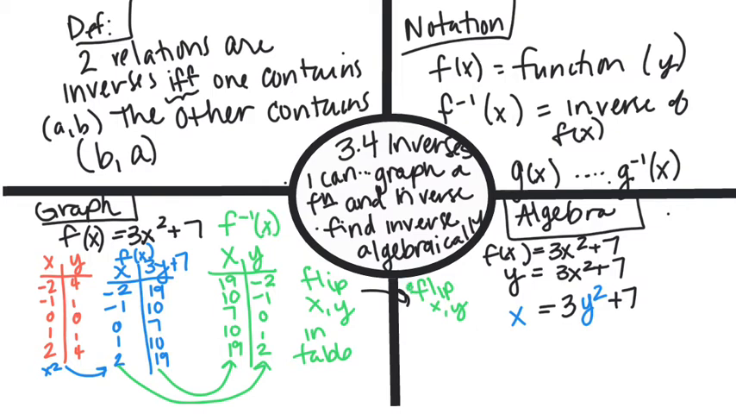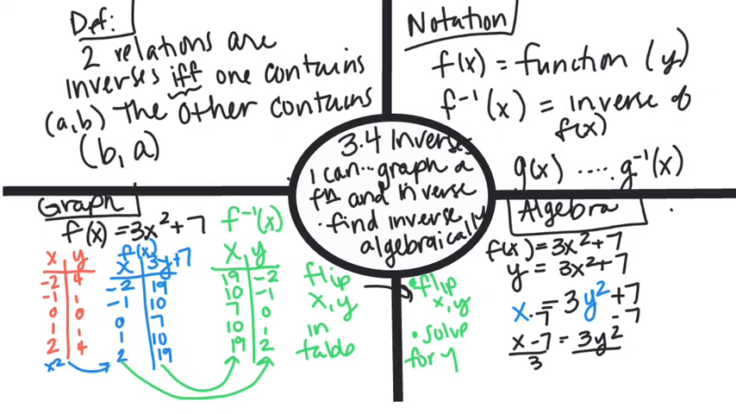After you flip your x and y, you need to solve for y. We never write a function like this where we say x equals. We always say y equals when we're writing these. So now I'm going to solve. To do that, I'm going to subtract 7 from both sides. So I have x minus 7 equals 3y squared. I'm going to divide both sides by 3.